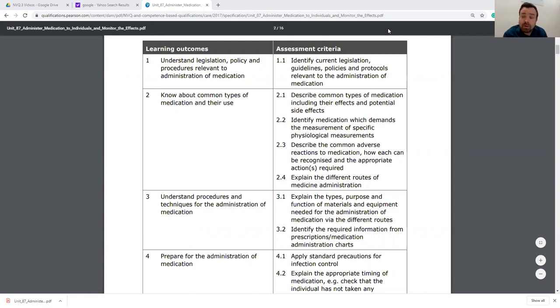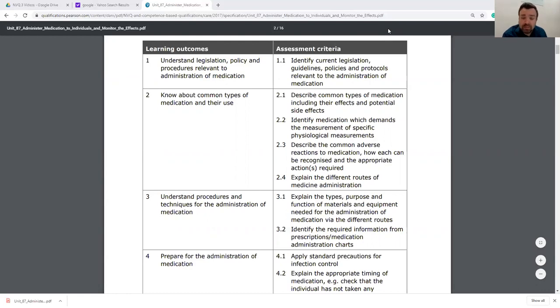2.3 wants you to describe common side effects and reactions to medications. So common side effects generally are things such as rashes, swelling, asphyxiation, constipation. Sometimes it could be loose bowels. They could change your mood. So common side effects are very typical in a lot of medications.